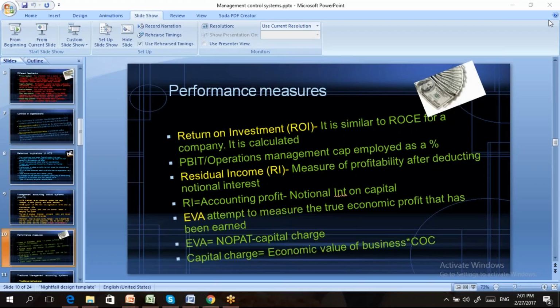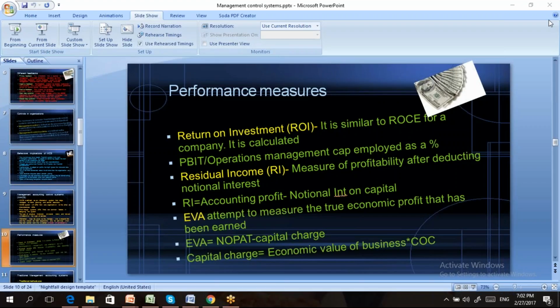When you say in a company or in a division, return on investment is 10%, what does it mean? What is it telling us? Return on capital employed, sir. Basically what it says is for every $100 that you have invested, you are getting a return of $10. Yes, sir. That is what it means.